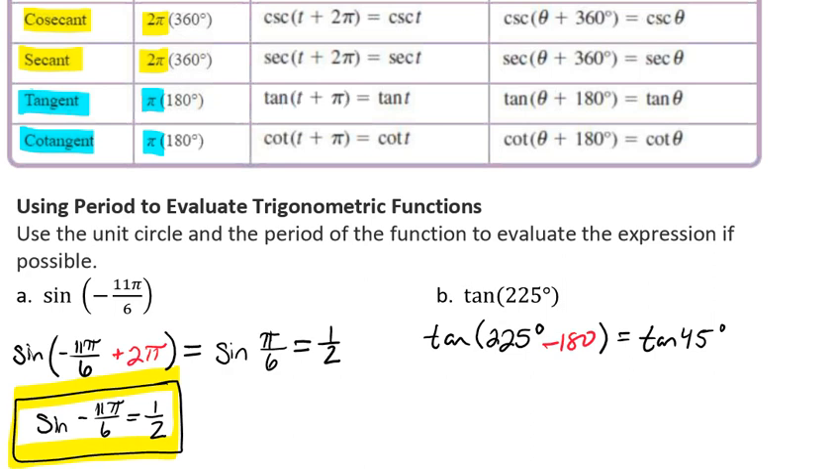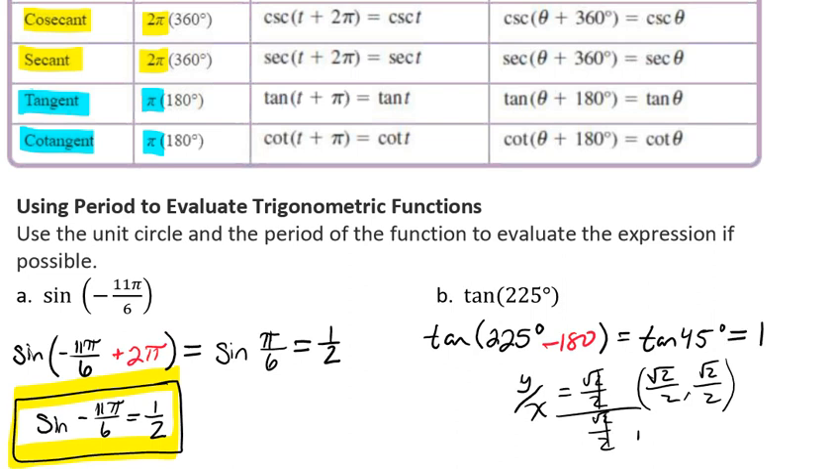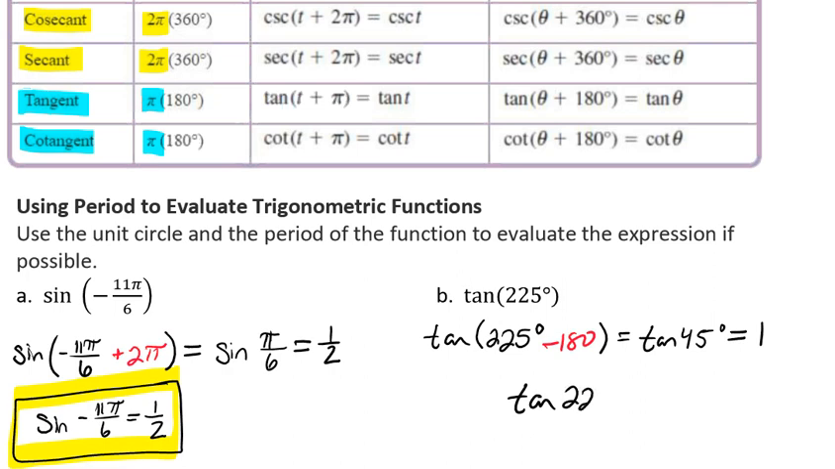And on the unit circle, we have radical 2 over 2, comma radical 2 over 2, and tangent is y over x. So we can go ahead and divide those. Radical 2 over 2 divided by radical 2 over 2, those cancel out and give us a 1. So here we have a value of 1. That's our answer: the tangent of 225 degrees equals 1.